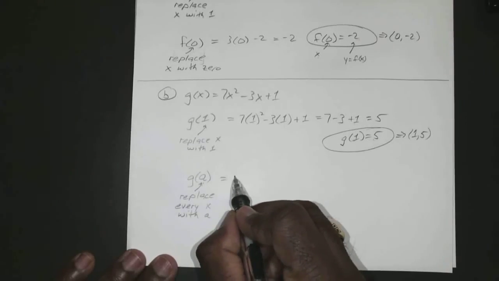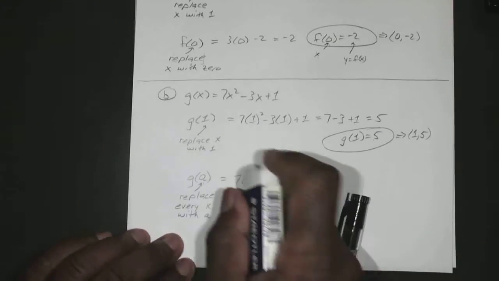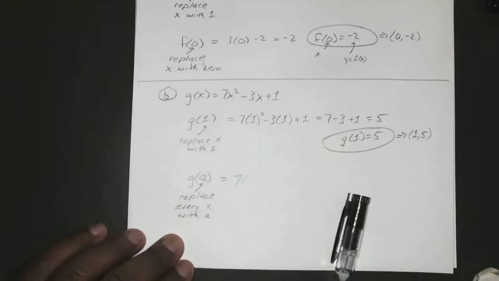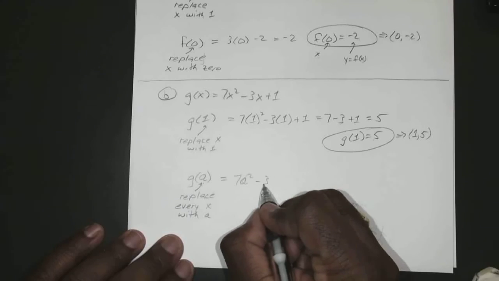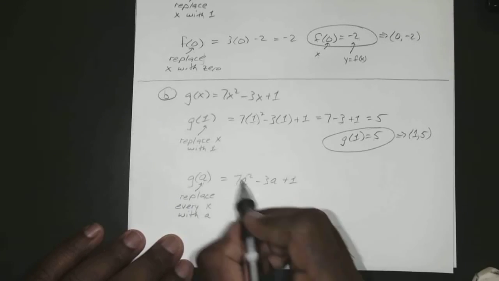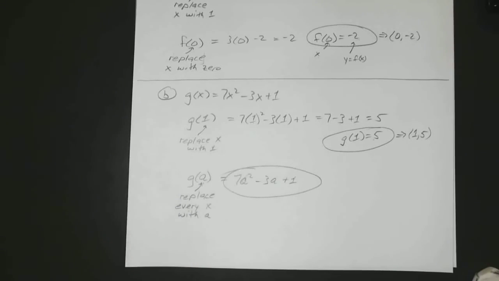Okay, so g of a is going to equal 7 times a squared minus 3 times a plus 1. Don't really need the parentheses there. And really, that's just your answer there. All right, does that make sense? All right, leave that up for a few more seconds.